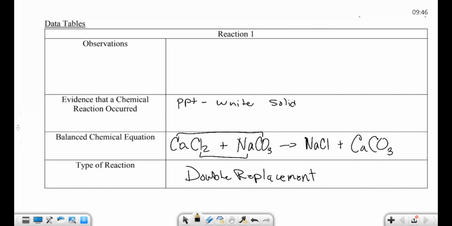Okay, observations: two clear liquids. Formed white solid. All right, that's all the data. Make sure you finish up your lab.